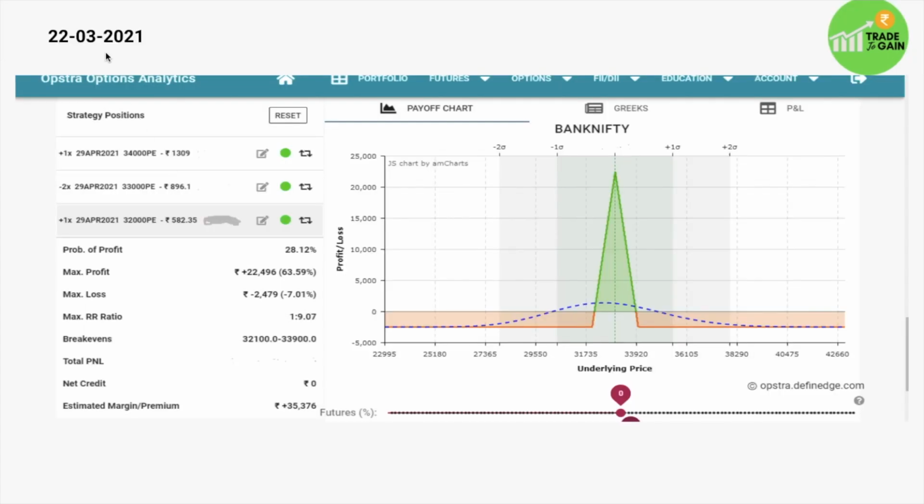On 22nd March 2021, we created a put butterfly by buying one lot of Bank Nifty 34,000 put option, selling two lots of 33,000 put option, buying one lot of 32,000 put option. This is a net debit strategy with debit of rupees 2,479. Risk reward is 1:9. The only drawback of this strategy is the probability of profit is very less, that is 28%.